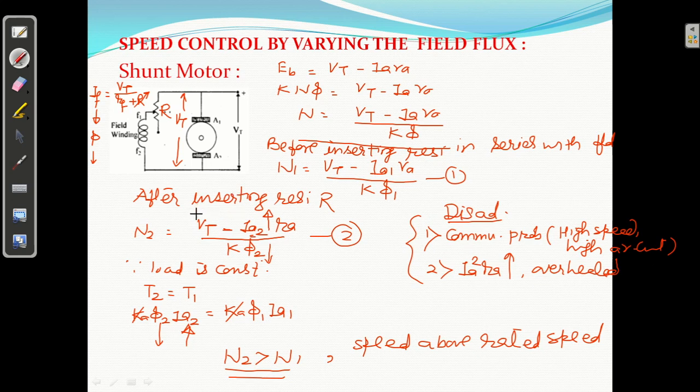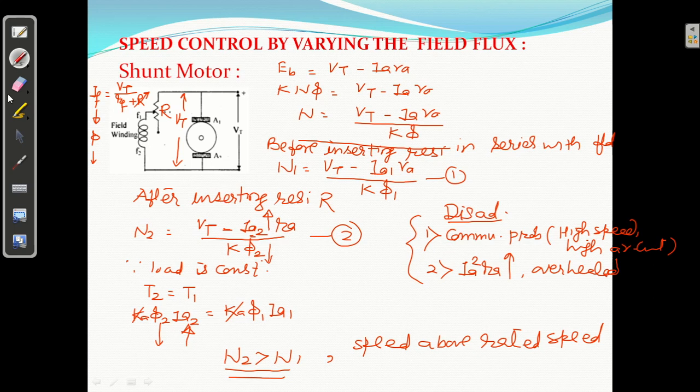This means you can control the speed below the rated speed by using the armature control method. You can get the speed above the rated speed by the flux control method. So you can get speed on both sides. So where a wide range of speed control is required, we will use DC motors, right?